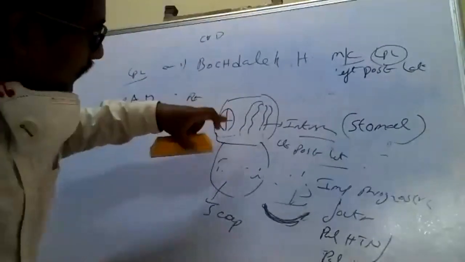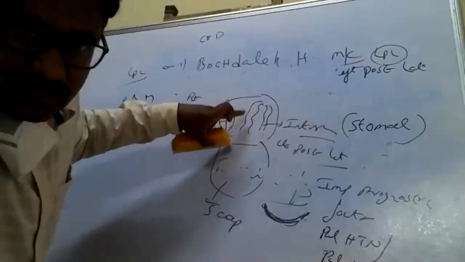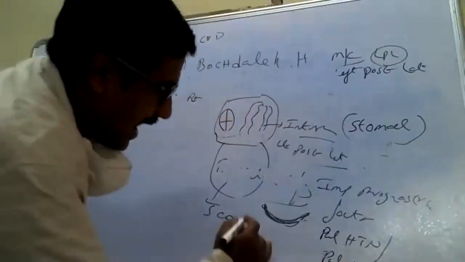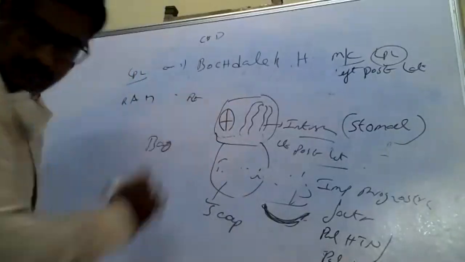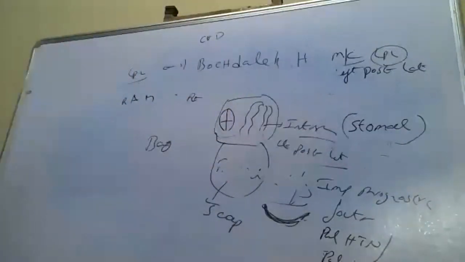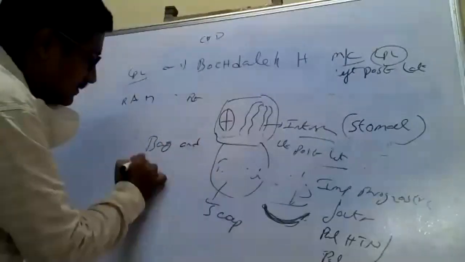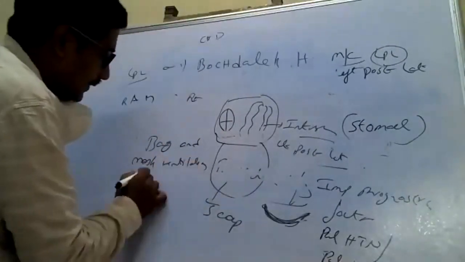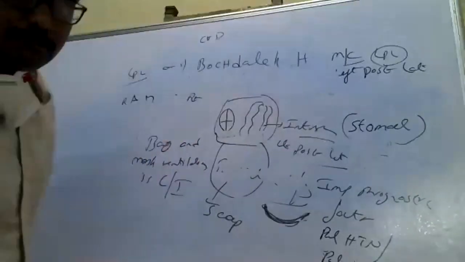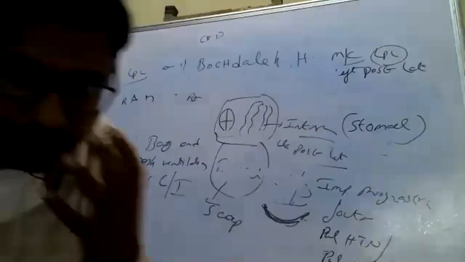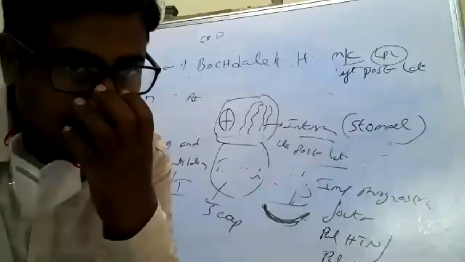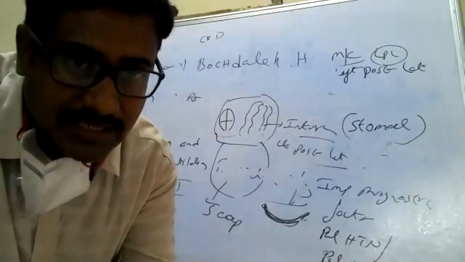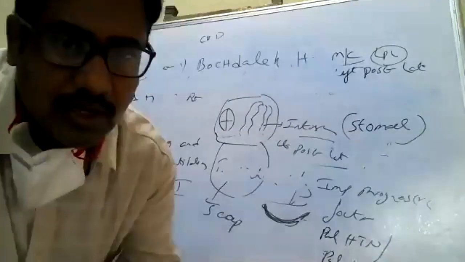So when the bowels are present in the thorax, what is contraindicated? Bag and mask ventilation is contraindicated. What is bag and mask ventilation? You're keeping the mask on the baby's nose and mouth, pressing the bag, and you're ventilating. So what is happening?